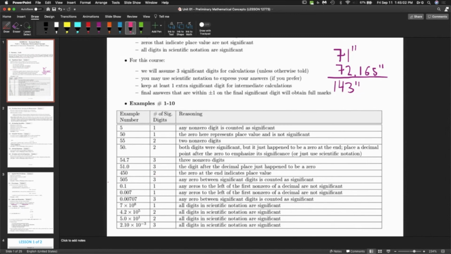So that takes care of numbers that are bigger than 1. If you have numbers that are smaller than 1, it's the other way around. These zeros here that I'm showing you are only there to tell you that the number is really, really small compared to 1. But then any numbers after that are significant. So the answer you should be most interested in is this one, 0.00707. This is 3 digits because this 0 here is not a place value. It's not there to tell you the number is small. It's just sandwiched in between two non-zero significant digits.